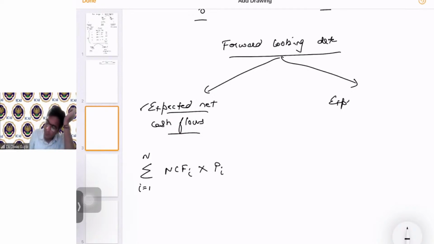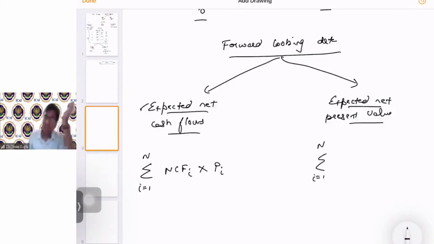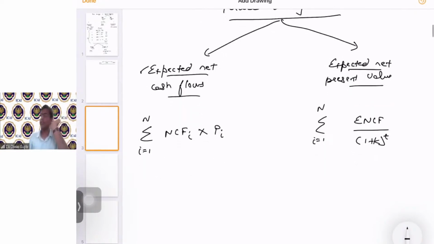Then expected net present value, which is also fairly simple. i till n, in which you will have to take a summation. Expected net cash flow divided by 1 plus k raised to the power t. I will explain all these things.